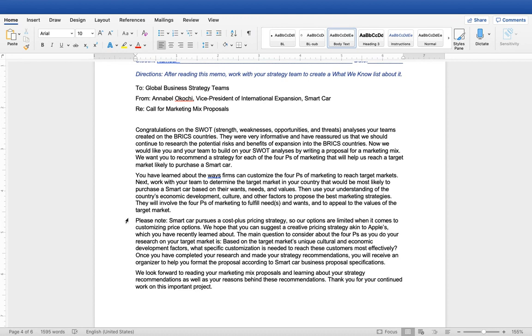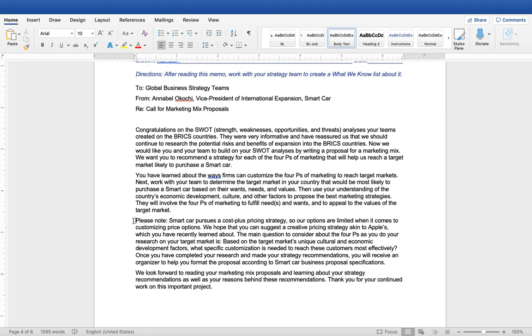Okay, in the next paragraph, let's continue. Please note, Smart Car pursues a cost plus pricing strategy, so our options are limited when it comes to customizing price options. We hope that you can suggest a creative pricing strategy akin to Apple's, which you have recently learned about.